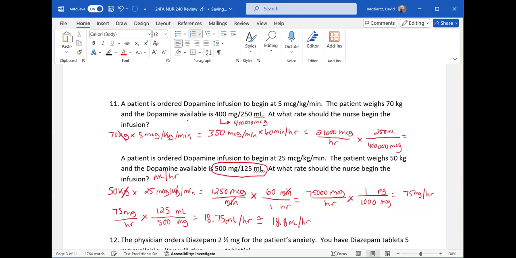Then all I'm going to do is multiply across the top and divide by the bottom. So 21,000 times 250, divided by 400,000. Then I'm going to get what you got, 13.125, and we're going to round that to the nearest tenth. So 13.1 milliliters per hour. Like I said, you got the right answer. You just needed to round it to the nearest tenth.